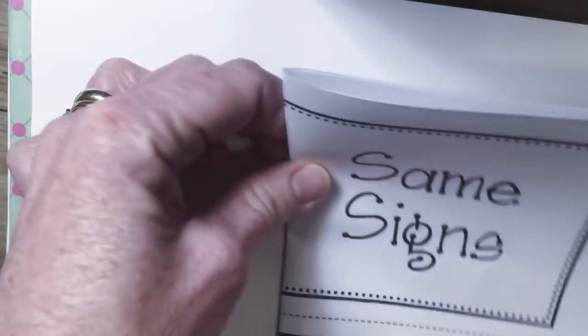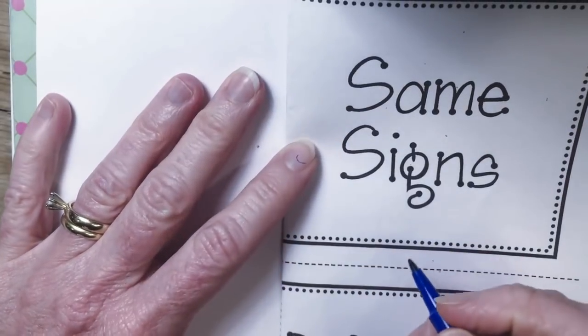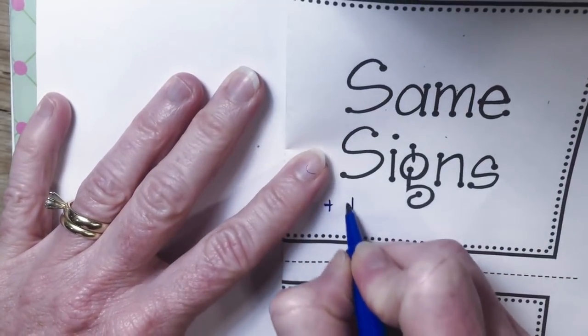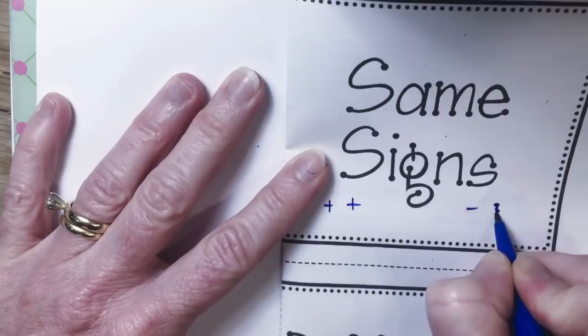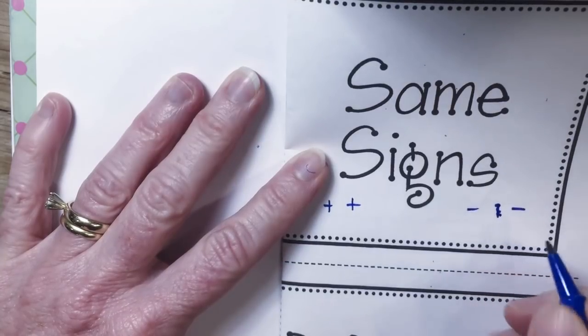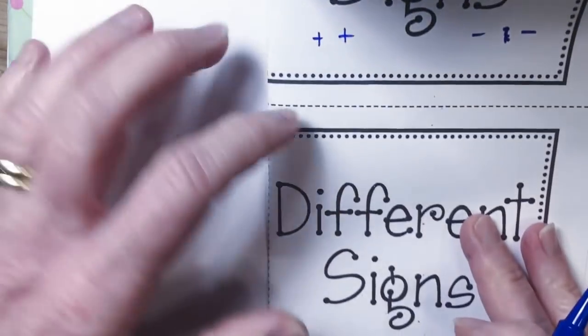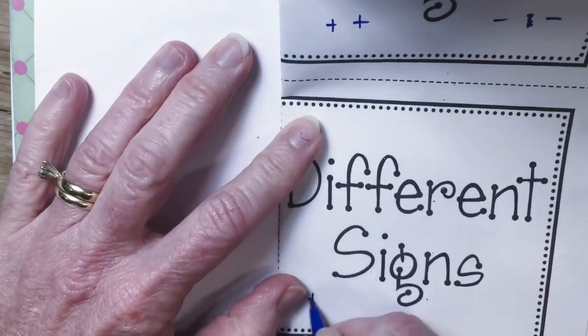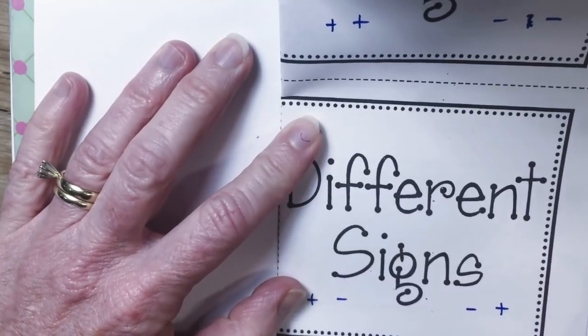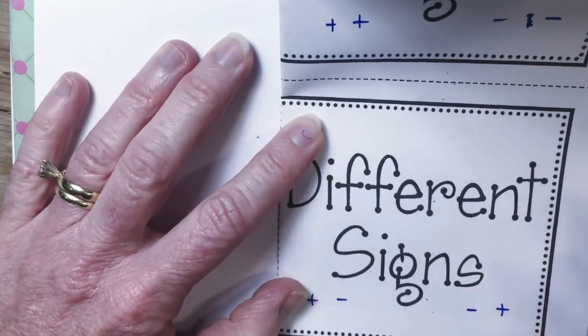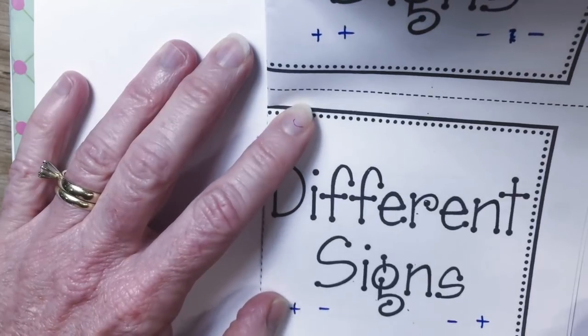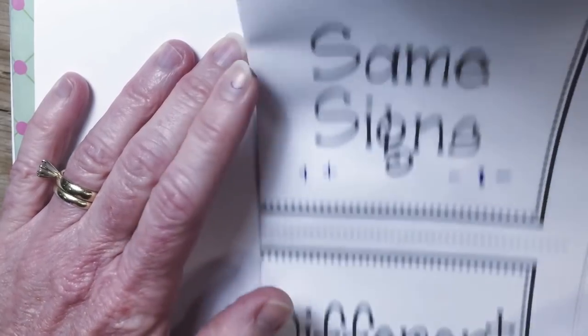The first rule is going to be when you're adding integers with the same sign. So that's when they're both positive or both negative. And then there's a different rule for when the integers have different signs. So either positive and negative or negative and positive. And basically by the end of this video, you ought to be able to know how to do both of these types of problems. So let's go ahead and open up our foldable.